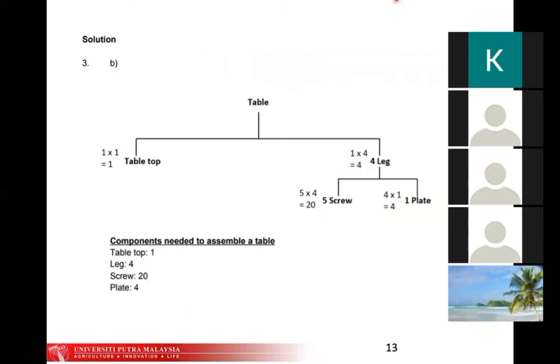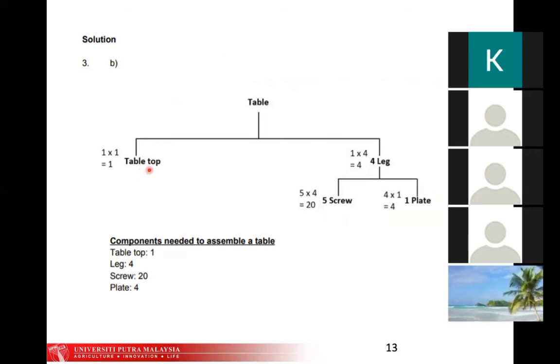Okay, so this is a tree diagram. How are we going to construct it? The table is the end item, and the components required to construct the table are in level 1, which are the tabletop and the legs. So the table is at level 0. At level 1, we see the tabletop. One tabletop, as we can see in the picture, is required to construct the table.